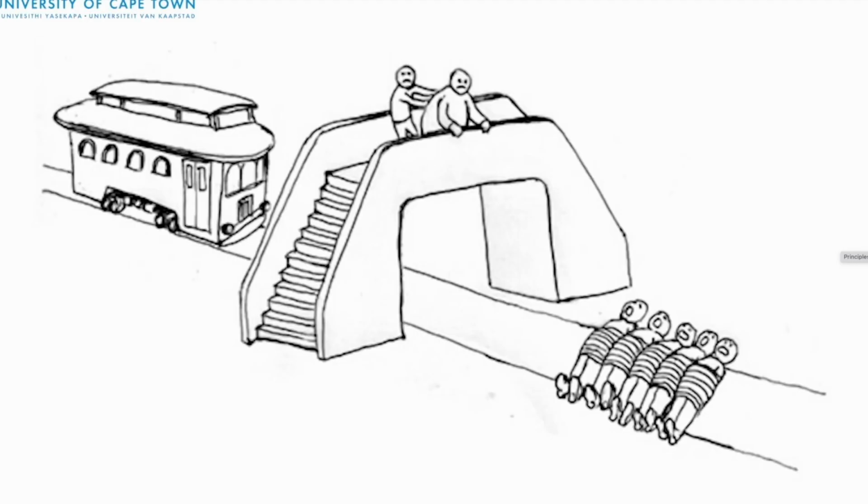In an alternate version of this problem, you are standing on a bridge under which the trolley will pass. You can stop it by putting something very heavy in front of it. As it happens, there is a very overweight man next to you. Your only way to stop the trolley is to push him over the bridge and onto the track, killing him to save the five. Would you push the man off the bridge? In this version, the majority of people will not push the man onto the railway track.